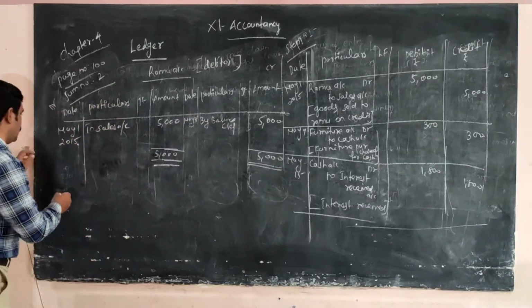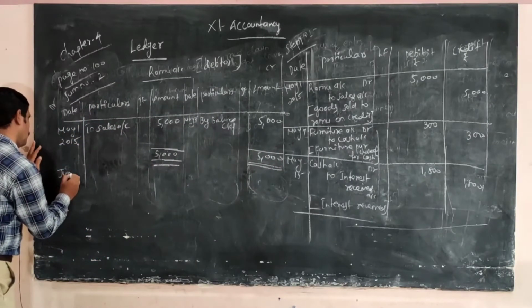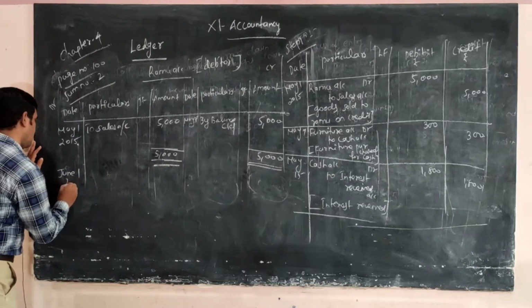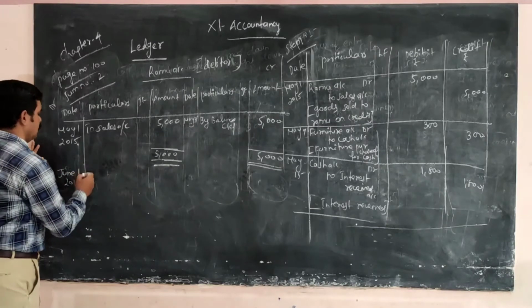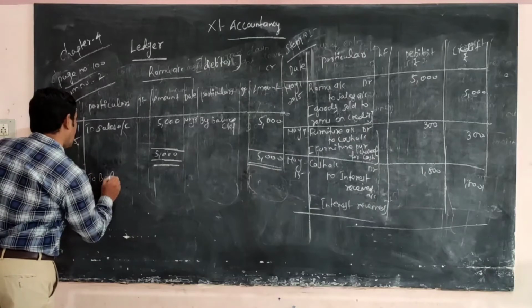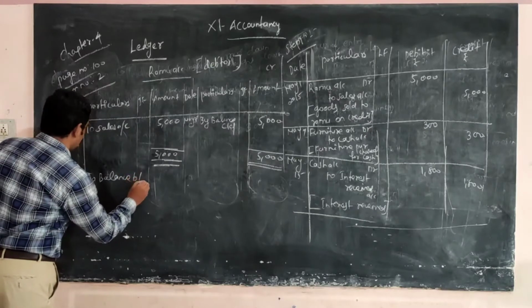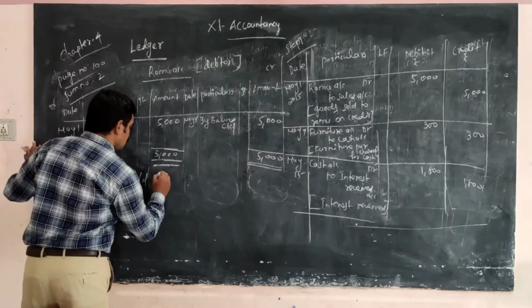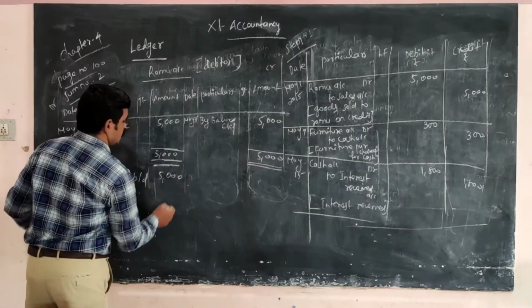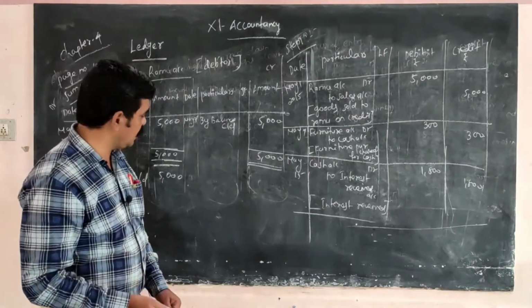Okay, so here May, June, July. June 1, 2015, to balance brought down, the amount is 5,000. Amount is 5,000. Okay, that is the first Homo account.